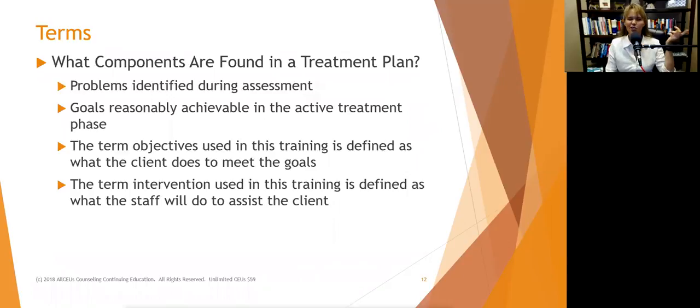So remember on Tuesday, I said the term objective and intervention gets a little wonky because it's defined differently in different places. This is one of those examples. So here again, the objectives are what the client is going to do, and the interventions are how are we going to help them? How are we going to facilitate this?